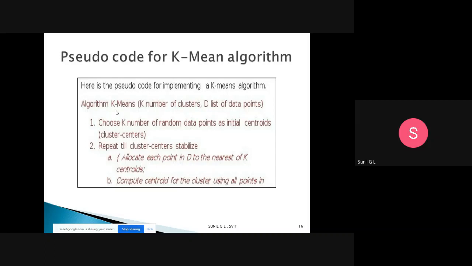So what do you need for the algorithm? K is the number of clusters, and D is the data points. So two things you need: one is the number of clusters, that is, how many clusters you want based on the data points, and D is a list of data points.